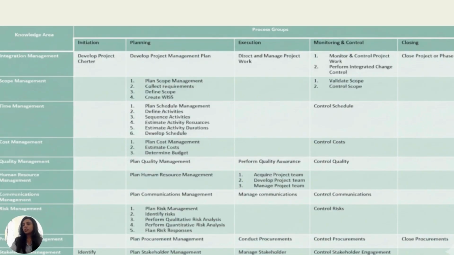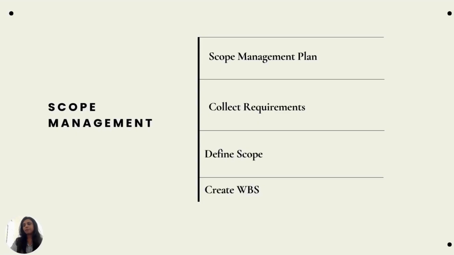Identifying stakeholders, it is as the name suggests. You identify the stakeholders, nothing much. Going on to the scope management plan. Scope management plan, you'll have project management plan. You'll have to create 4 things.